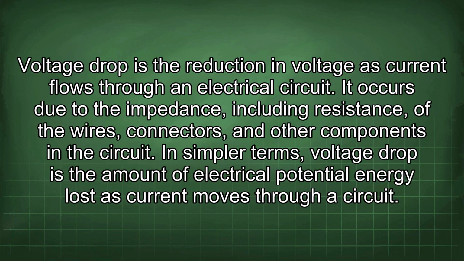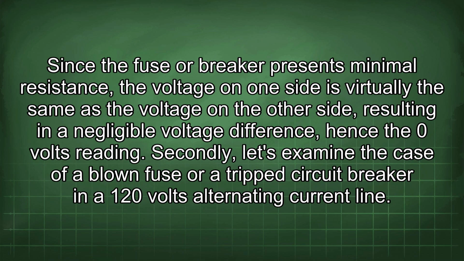Voltage drop is the reduction in voltage as current flows through an electrical circuit. It occurs due to the impedance, including resistance, of the wires, connectors, and other components in the circuit. In simpler terms, voltage drop is the amount of electrical potential energy lost as current moves through a circuit. Since the fuse or breaker presents minimal resistance, the voltage on one side is virtually the same as the voltage on the other side, resulting in a negligible voltage difference, hence the 0 volts reading.